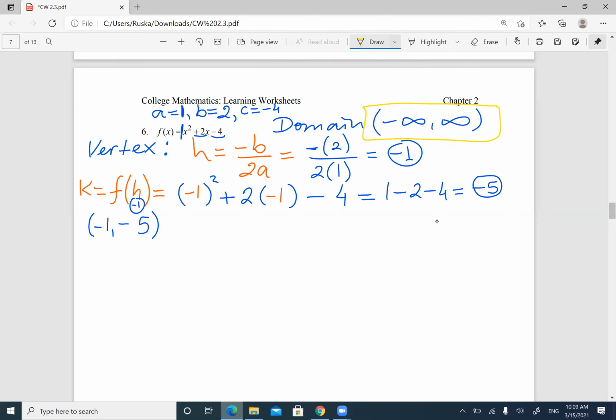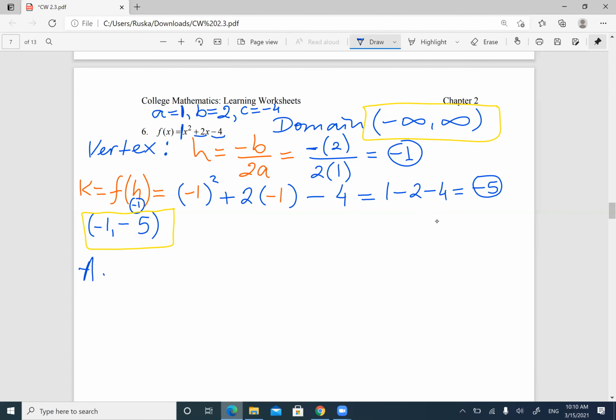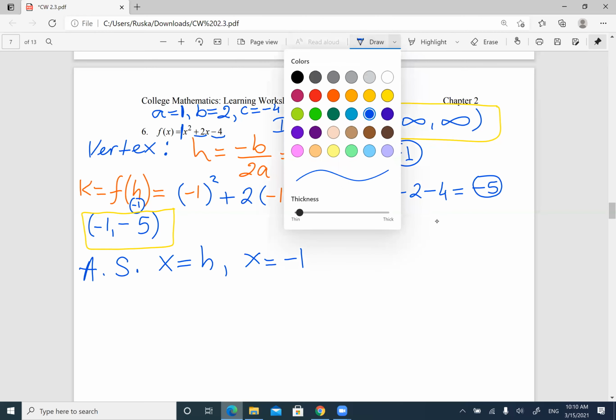Okay? Everybody understand how we get that? So we are using the formula h equals and k equals. And then after you find the vertex, we do everything the same way from there. The axis of symmetry: what is the axis of symmetry? x equals h, right? In this case, what is h? Negative 1. So the equation of the axis of symmetry is x equals negative 1.